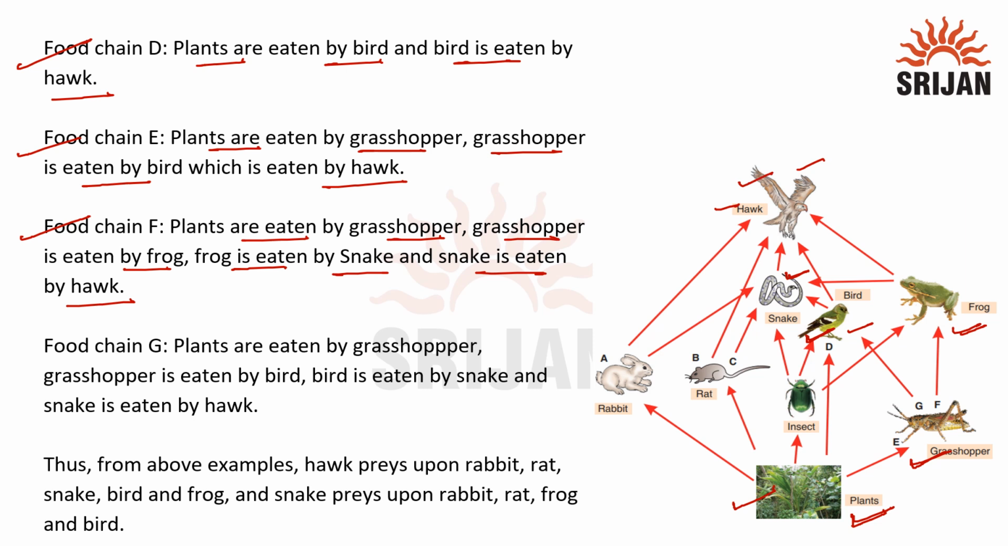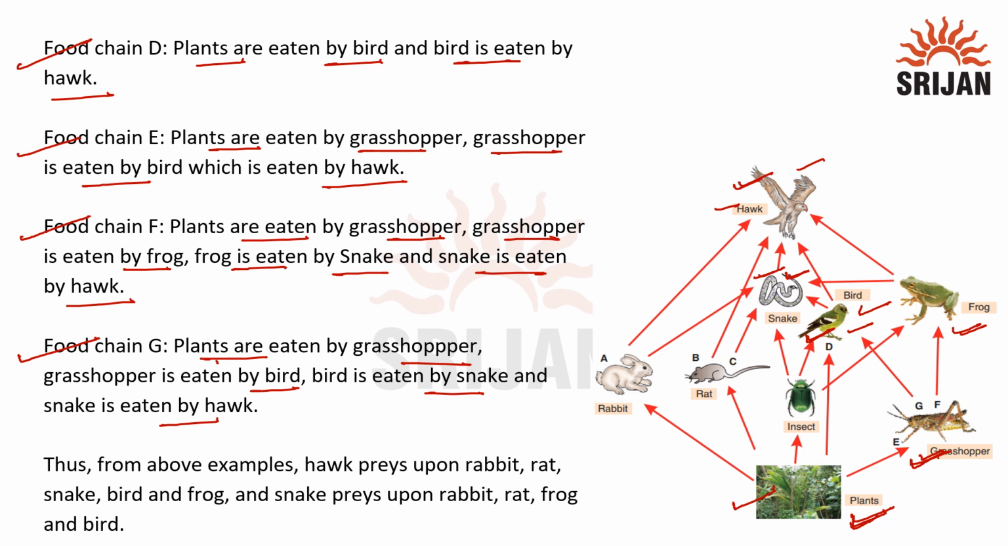After that we have the last food chain, that is food chain G, which consists of plant eaten by grasshopper, grasshopper eaten by bird, bird eaten by snake, and snake eaten by hawk. Here we can observe plant eaten by grasshopper, grasshopper eaten by bird, bird eaten by snake, and snake eaten by hawk.